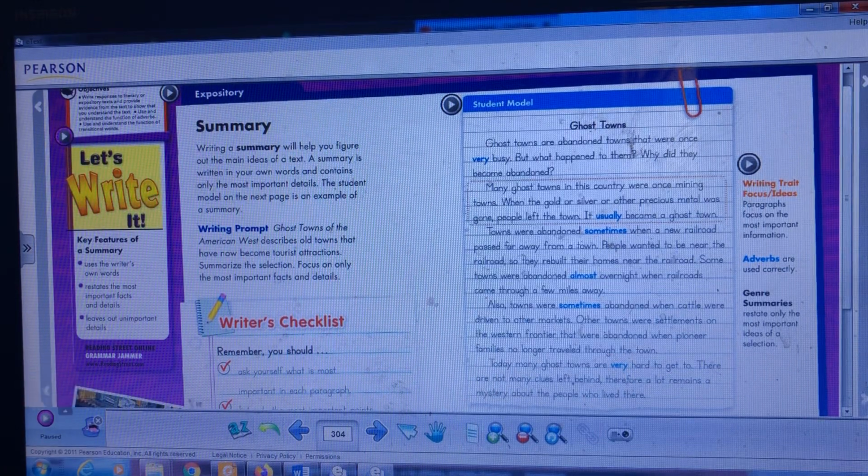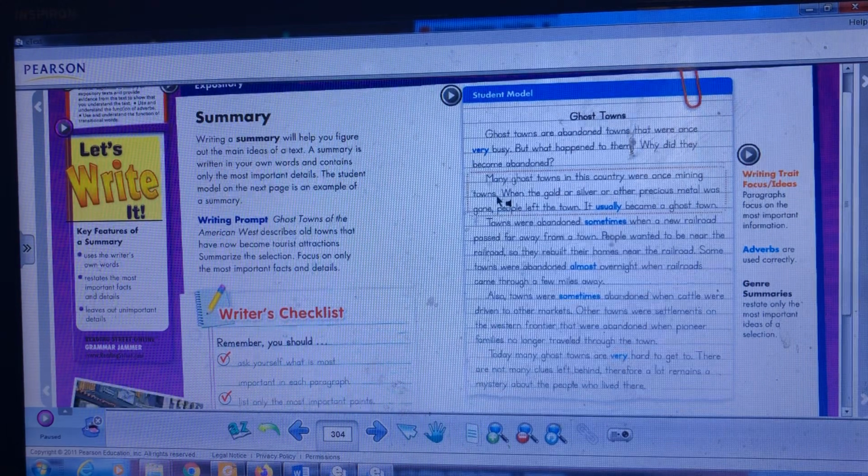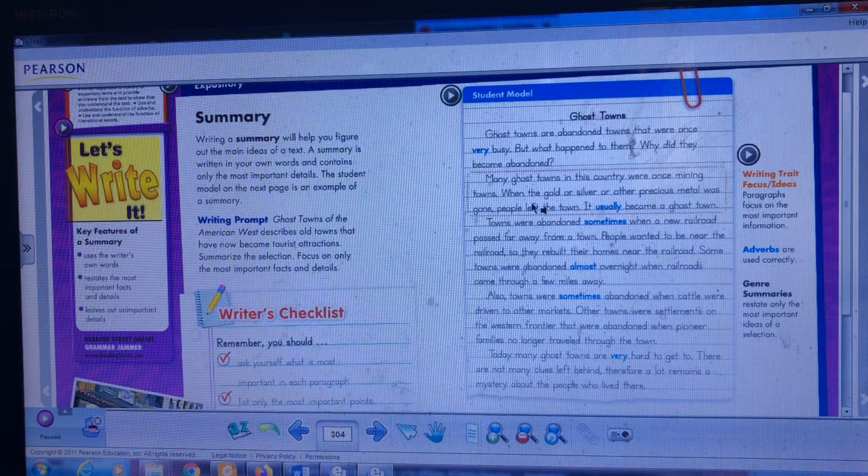Good. This is a summary about ghost towns. If you read this summary again for the second time, you will find out that he wrote down here only the most important information about ghost towns. They are not retelling the events. So, writing a summary doesn't mean that you retell the story events again. No, you only write the story events that are most important. The most important ones only.